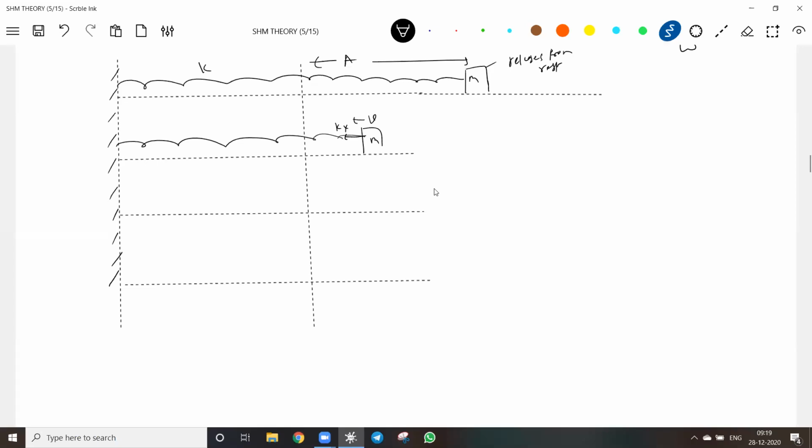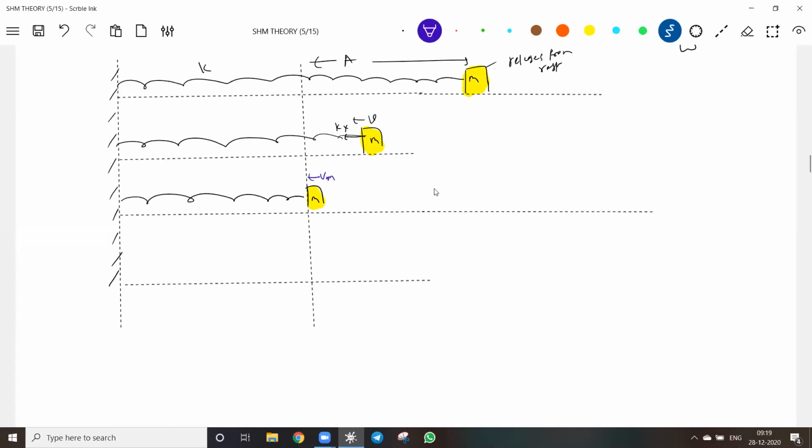It will describe to and from motion. If another student, instead of pulling this by A, pulls it by 2A and releases, what happens? This block will come to here. Okay, there's one block. I'll give it a yellow color. And this is a very important discussion which I'm making.